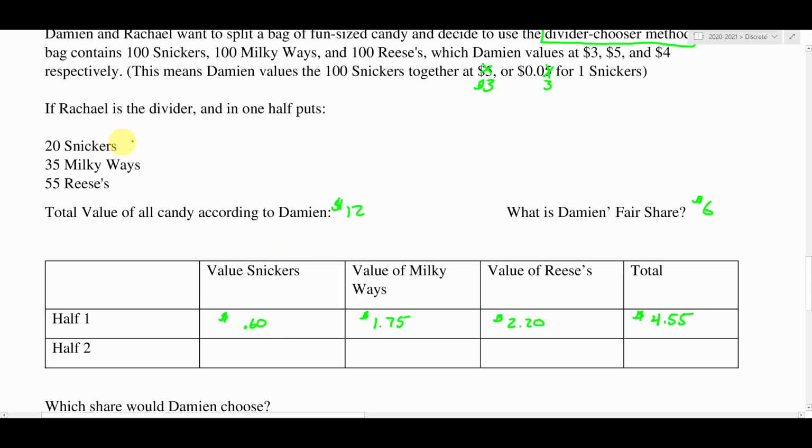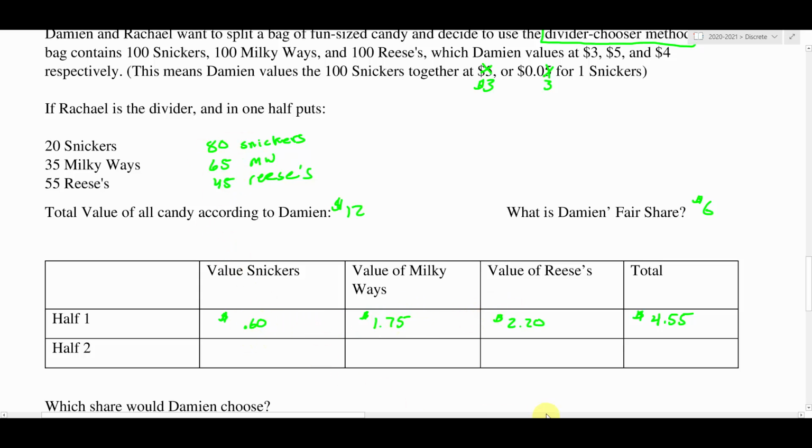Now remember, in the entire bag of candy, there were 100 Snickers, so if Rachel put 20 in this half, that means the other half contains 80 Snickers. If there were 35 Milky Ways in this half, well, then there would have to be 65 Milky Ways in the other half. And then if there's 55 Reese's in the first half, there would have to be 45 Reese's in the second half.